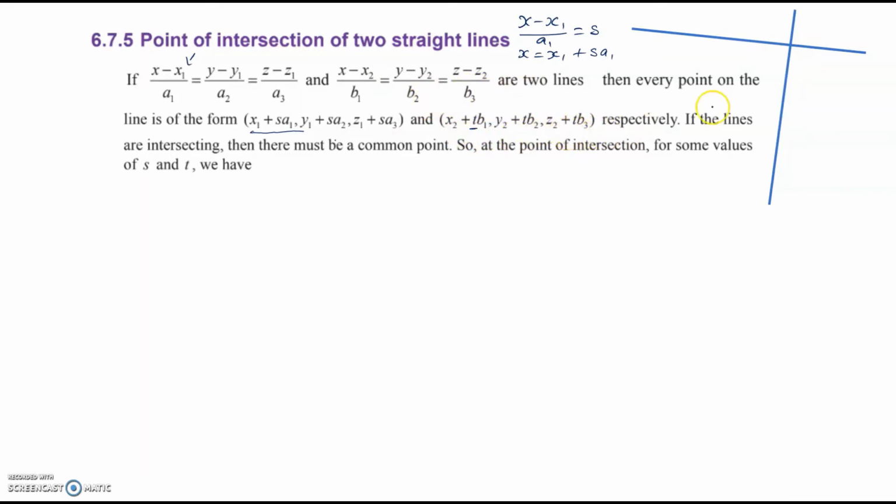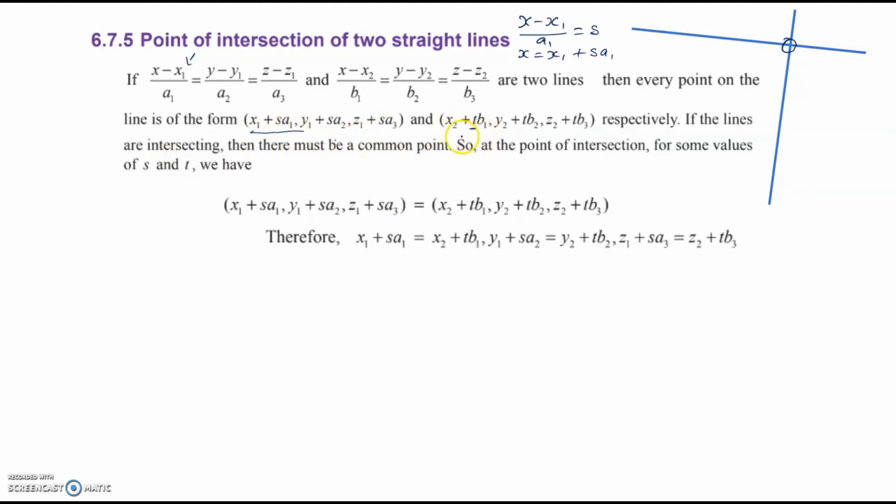Alright. Now, if at this point both the lines meet, then your x, y and z value for both the lines should be equal, which means your x1 plus sa1 should be equal to x2 plus tb1. So that's how we're going to solve this problem. We're going to say that x1 plus sa1 is equal to x2 plus tb1. Similarly, y1 plus sa2 equals y2 plus tb2, and similarly the z term.